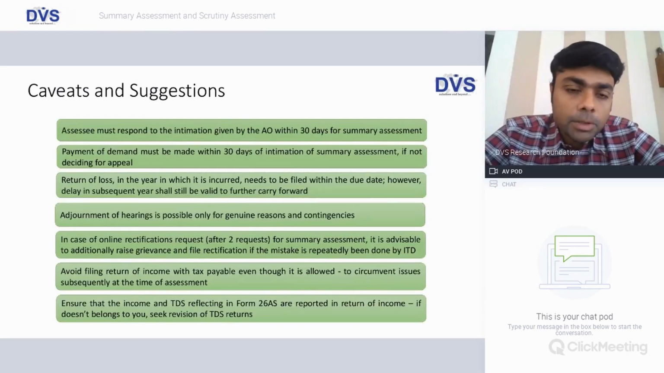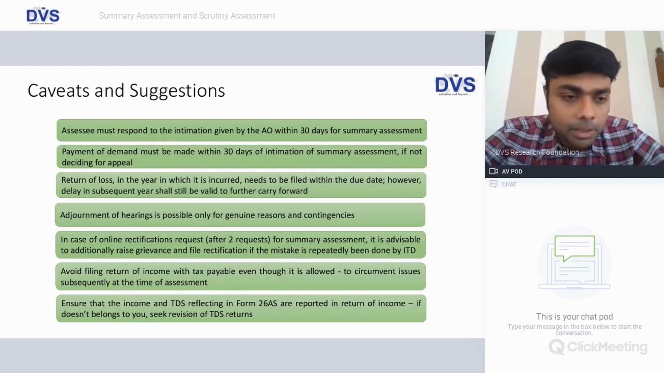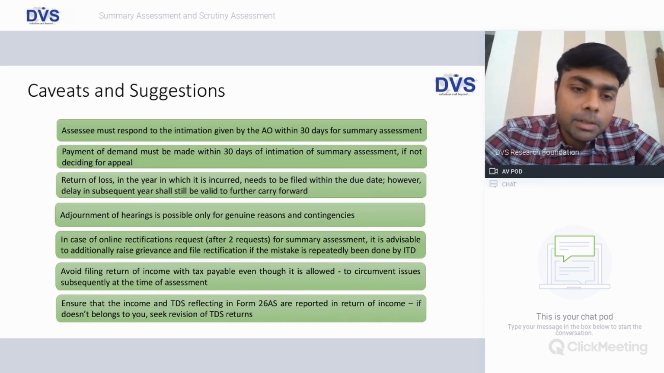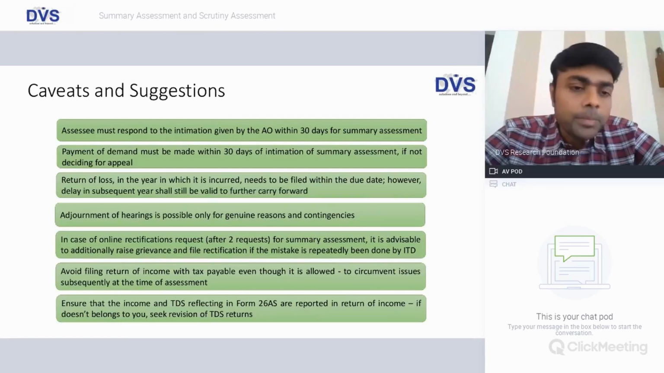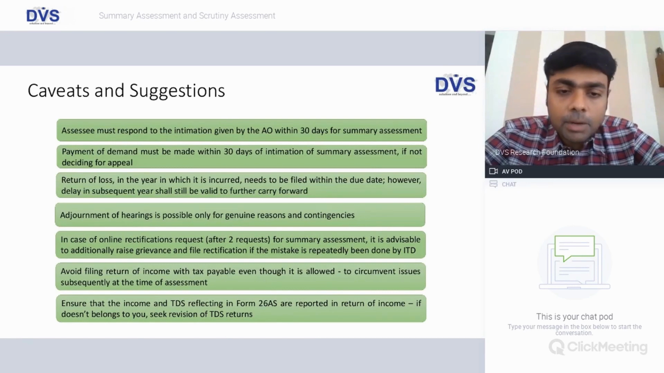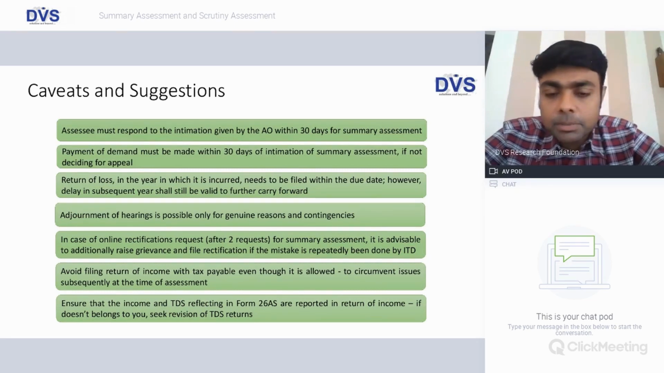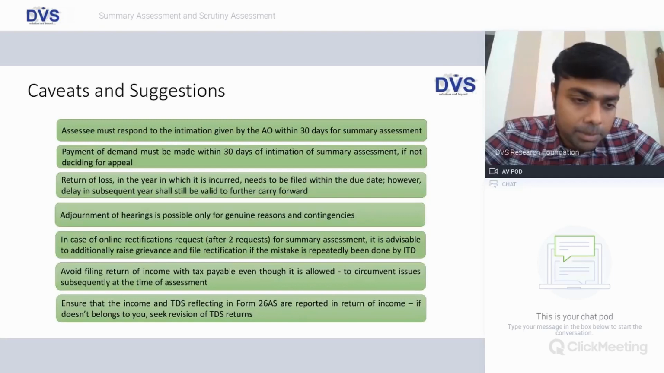Next, what are the issues? The assessee must respond within 30 days for summary assessment. Payment of demand must be made within 30 days, else he has to make an appeal. Return of loss: in the year in which it is incurred, the loss return has to be filed. Adjournment of hearings is possible only for genuine reasons and contingencies, and not for the sake of delaying the inevitable. In case of online rectification requests, after 2 requests for summary assessment, it is advisable to additionally raise a grievance and file rectification if the mistake is repeatedly made by the Income Tax Department.